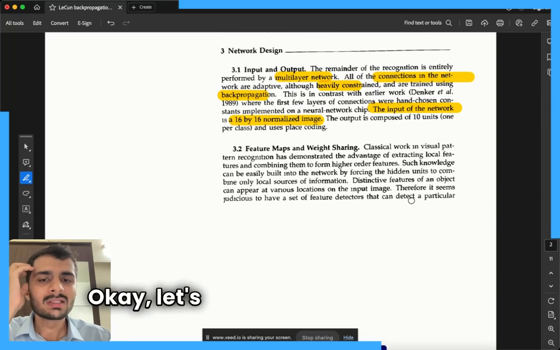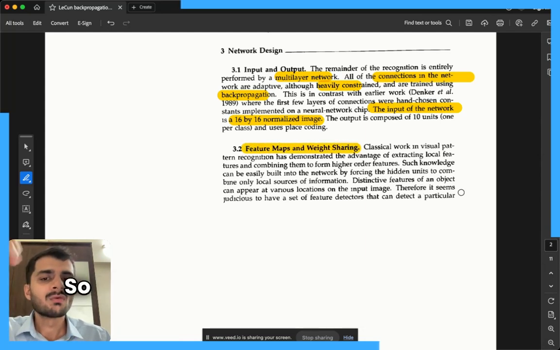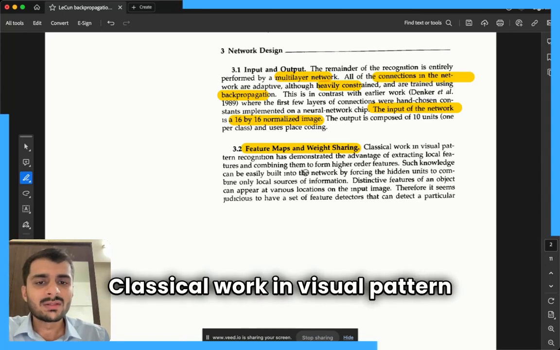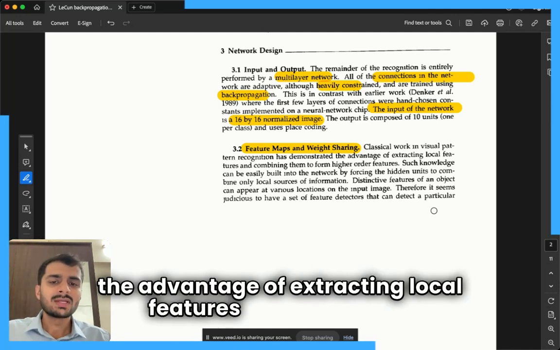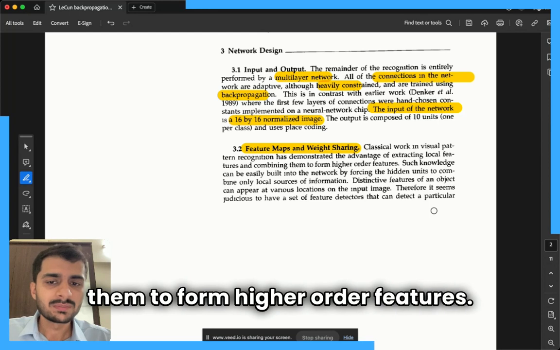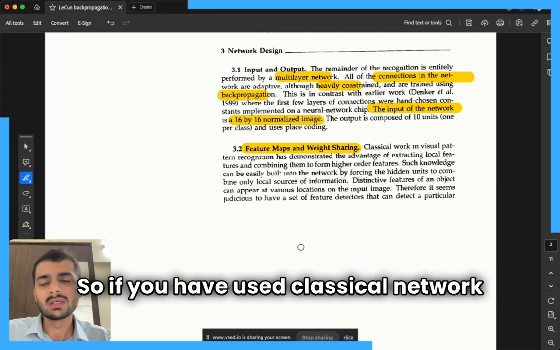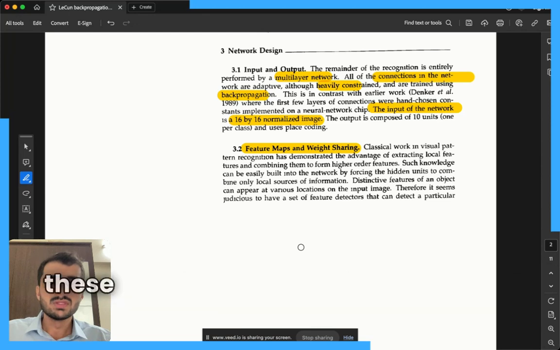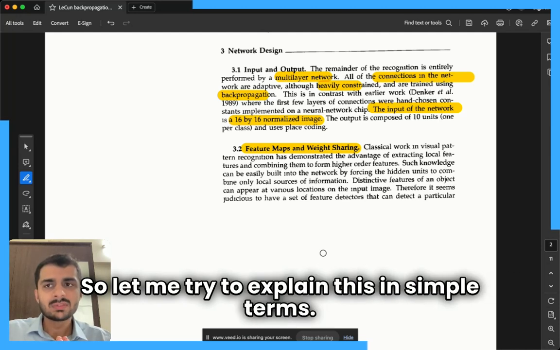Okay, let's move into the next section, which is feature maps and weight sharing. So what exactly is the meaning of these two? Classical work in visual pattern recognition has demonstrated the advantage of extracting local features and combining them to form higher order features. So if you have used classical networks, convolutional neural networks or CNNs before, you might be aware of these words, which are called feature maps. Let me try to explain this in simple terms.